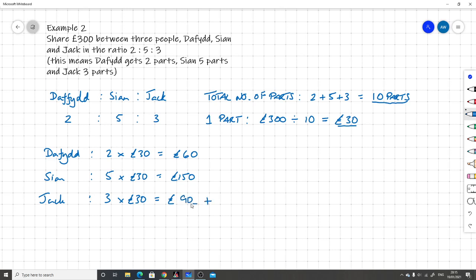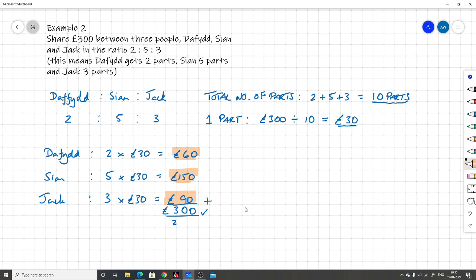And then a quick check to see that adds up to £300, which is what we started off with. I've lined it up a bit better this time. 60 plus 150 plus 90 is 300. So it does add up to what we expected. So there's your 3 answers. David gets £60, Sean gets £150, and Jack gets £90. And we checked that they all add up to £300, which they do.